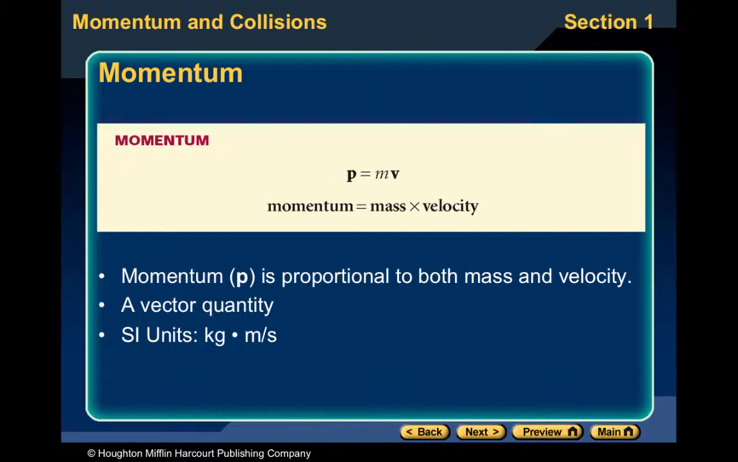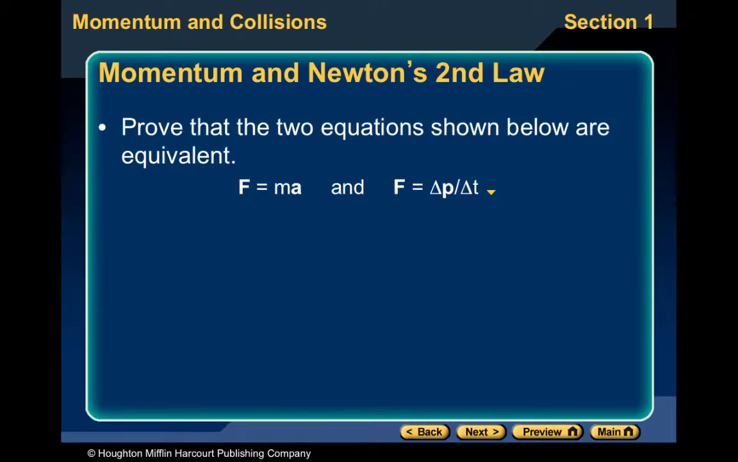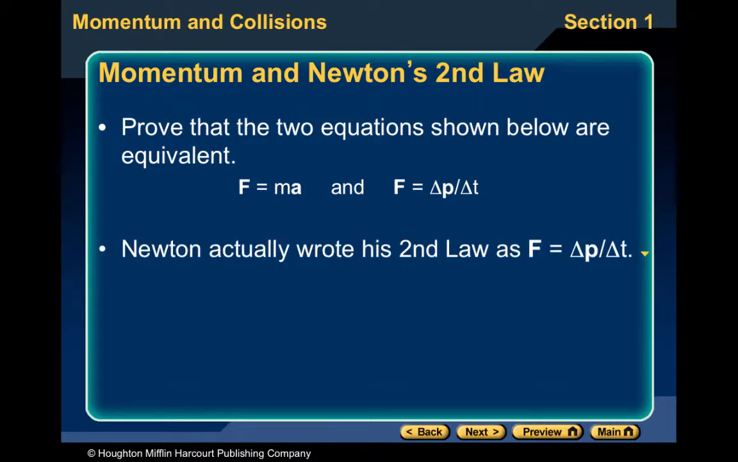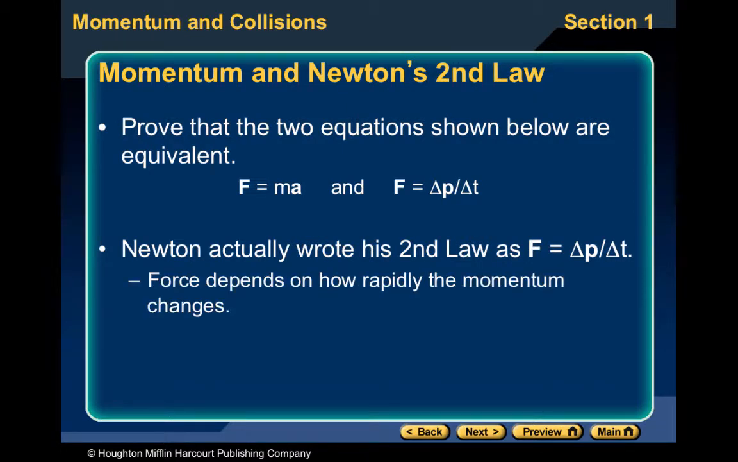You could also call it a Newton times second, so kilogram times meters per second or Newton times second. So if we want to prove that these two are equal, well, what is acceleration? Acceleration is the change in velocity over time. And mass times velocity, we just saw, is equal to momentum. So our force is equal to momentum over time, which is right here.